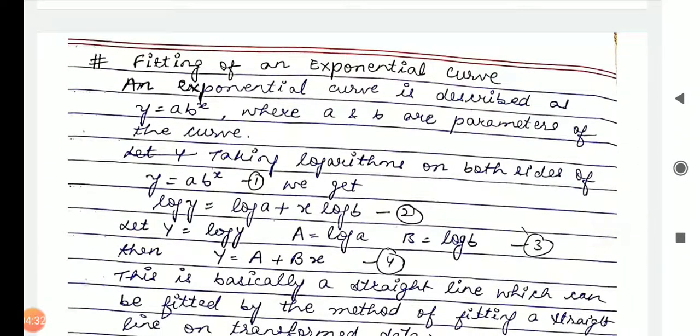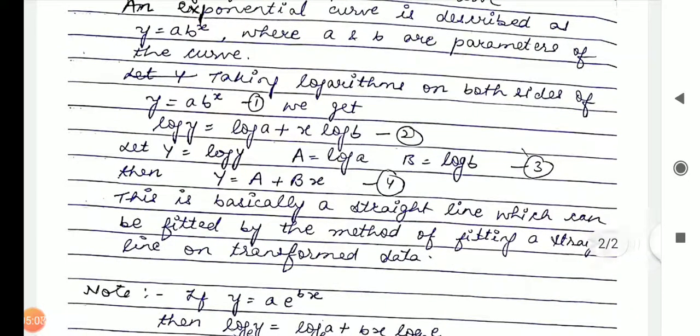Next topic, fitting of an exponential curve. An exponential curve is described as y is equals to a b to the power x, where a and b are parameters of the curve. Again, taking logarithm on both the sides of y is equals to a b to the power x, we get log of y is equals to log of a plus x log b. Let capital Y is equals to log of small y, capital A is equals to log of small a, capital B is equals to log of small b, then capital Y is equals to capital A plus capital B small x. This is basically again a straight line which can be fitted with the method of fitting a straight line on transformed data.